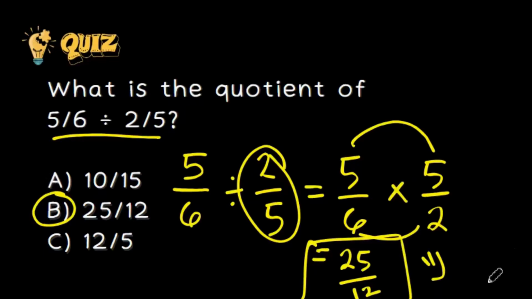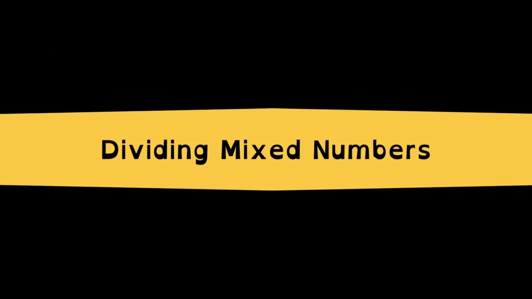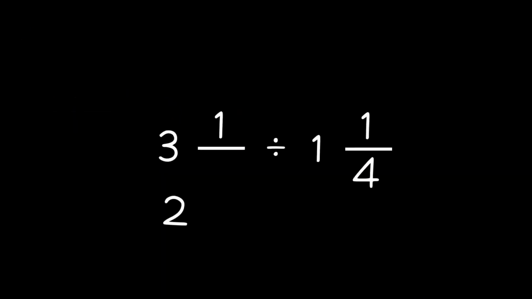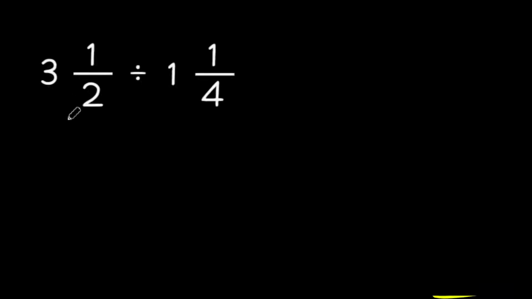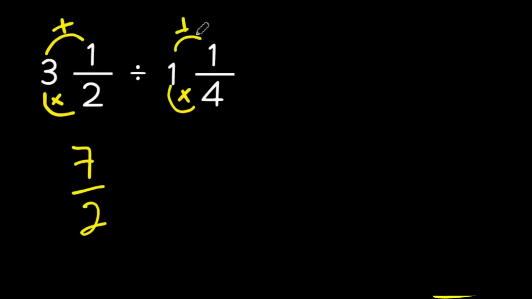Great job, students! As we continue, let us explore how to divide mixed numbers. If we have 3 and 1/2 and 1 and 1/4, how do we find their quotient? To divide 3 and 1/2 by 1 and 1/4, we first convert the mixed numbers into improper fractions. So, 3 and 1/2 becomes 7 over 2, and 1 and 1/4 becomes 5 over 4.